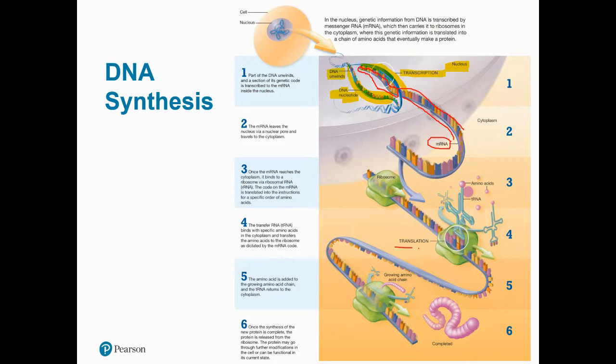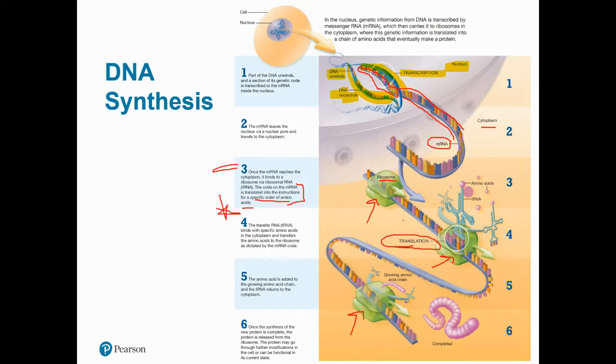And then in the cytoplasm is where translation occurs, specifically at the ribosome. So where's the ribosome? These little guys are ribosomes, right, in the cytoplasm. So the mRNA is going to come through the ribosome. The ribosome is basically going to read, right, and translate. So the ribosome is going to read what the mRNA says, and what the mRNA says is it gives us a sequence of amino acids. So the code on the mRNA, I'm here at number 3, the code on the mRNA is translated into the instructions for a specific order of amino acids.